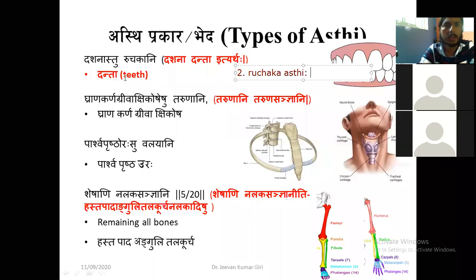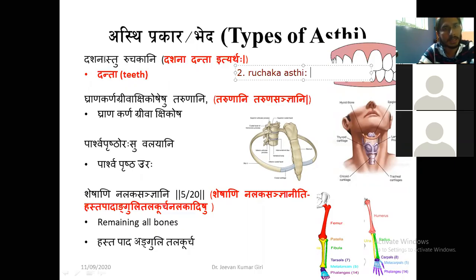Now see here. Dasanastu ruchakani. Dasana, danta ityartha. Here dasana means the teeth, danta. That is the meaning given by Acharya Dalhana, in the commentary on Susruta Samhita. So dasanastu ruchakani: the ruchaka asti you will find in the dasana.